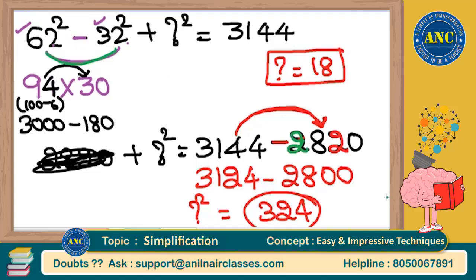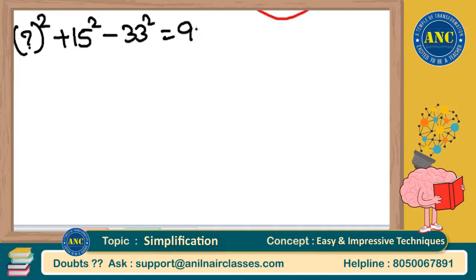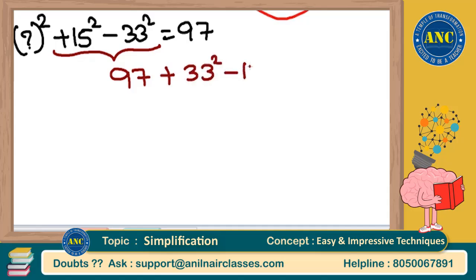See here, another question to illustrate the fact that I can use a square minus b square so easily and beautifully. Question mark square plus 15 square minus 33 square is equal to 97. Shift both the terms to the right hand side. Right hand side becomes 97 plus 33 square minus 15 square. Apply a square minus b square over your answer.